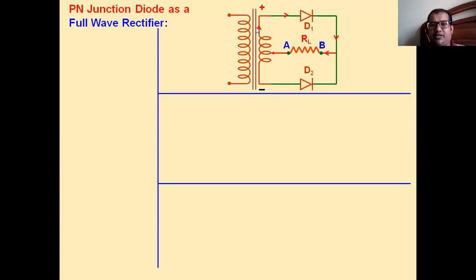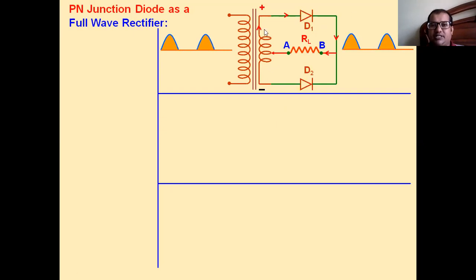During the positive half cycle, the P region of diode D1 is connected to the positive potential, whereas the P region of diode D2 is connected to the negative potential. When the P region of any diode is connected to positive potential, it will be forward biased, and when the P region is connected to negative potential, it will be reverse biased. So diode D1 is forward biased, whereas diode D2 is reverse biased.